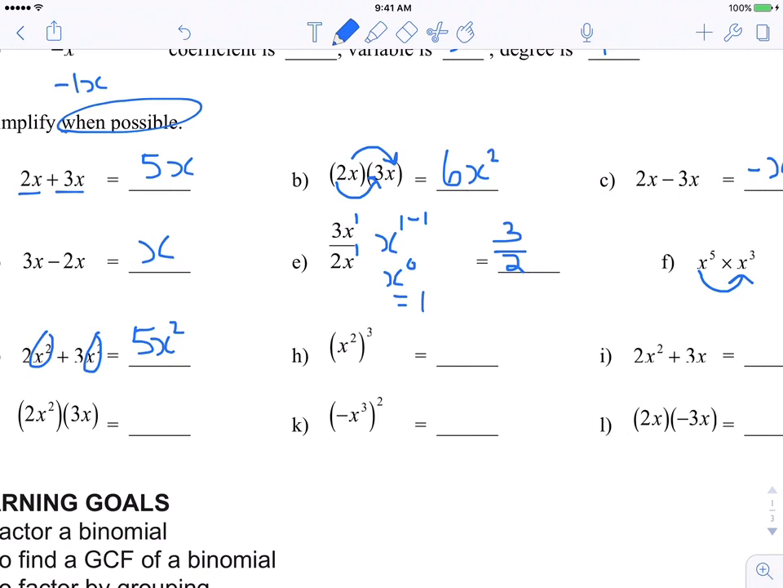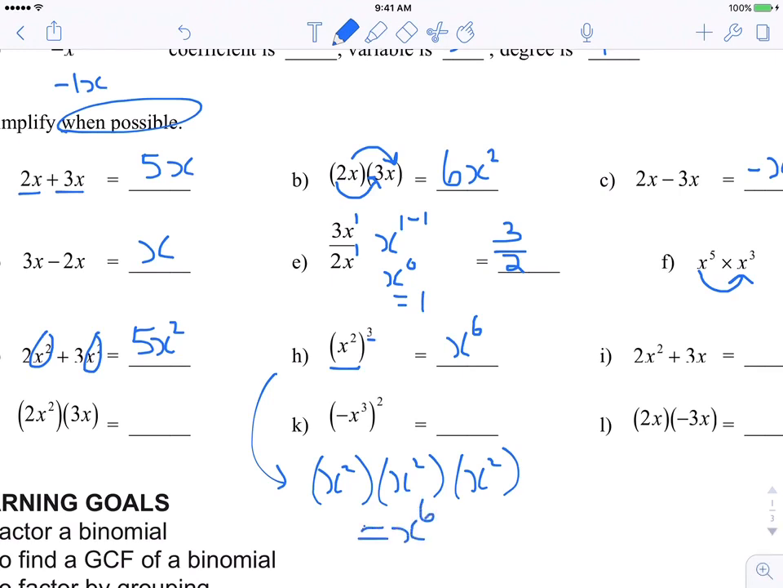What we have in a letter H is the power of a power rule. So basically what's in the brackets is being multiplied by itself 3 times. But the shortcut to that is to multiply the 2 times the 3, and we'll have x to the power of 6. But if you did expand it, you'd have x squared times x squared times x squared, and then you would simply add the exponents. I'll show you what I mean. If we had expanded that, it'd be x squared times x squared times x squared, and that would be the product rule, adding all the exponents, and that would equal x to the power of 6. But this is a shortcut. What I showed you earlier is a shortcut.